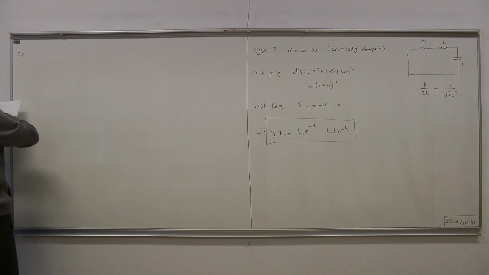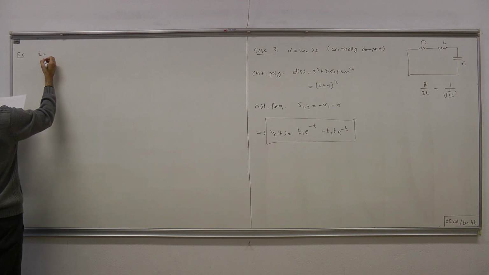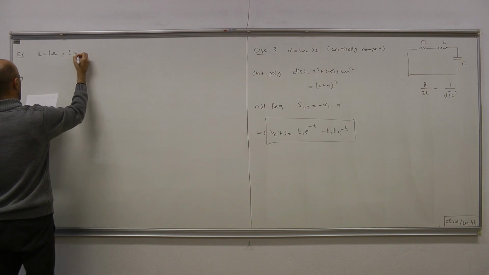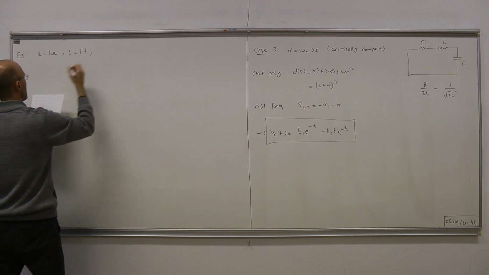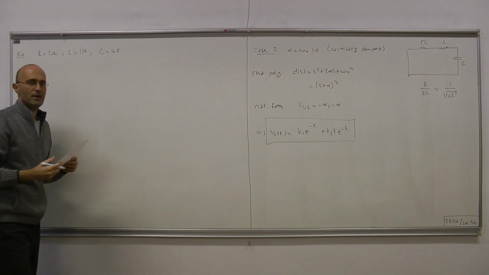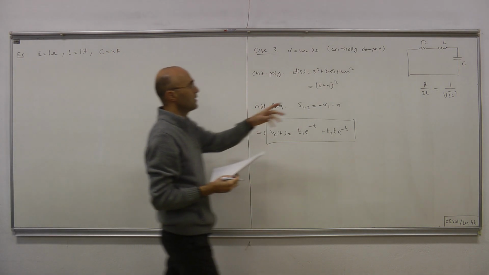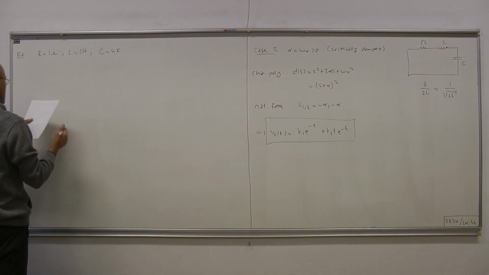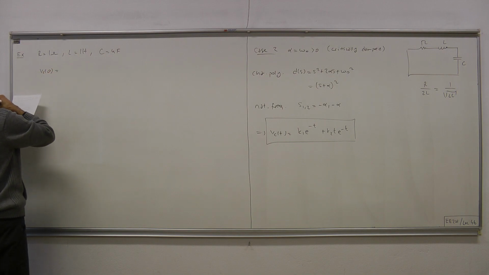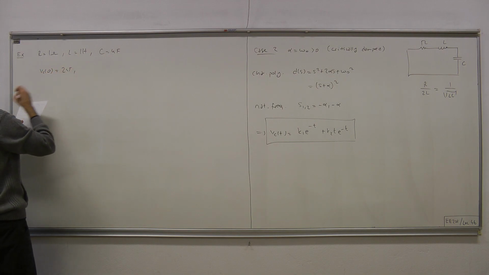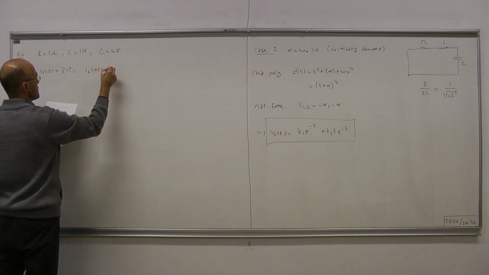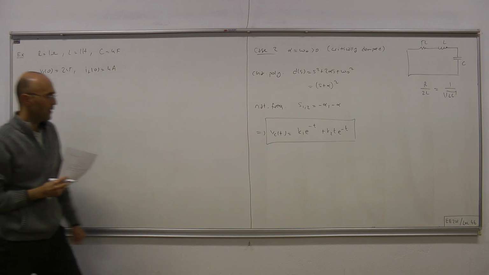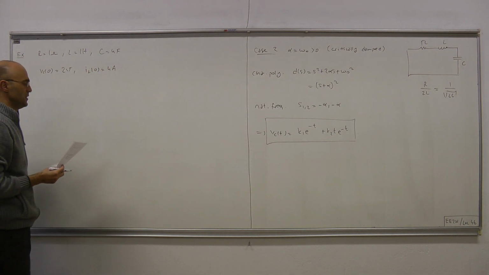Example. R equals 1 ohm, L equals 1 Henry, and C equals 4 farads. Okay? So we're considering a series RLC topology. And the initial capacitor voltage is 2 volts and initial inductor current is given to be 4 amps. Okay, let's, for this situation, figure out the solution, Vc(t).